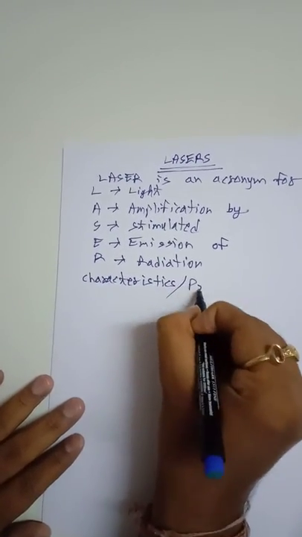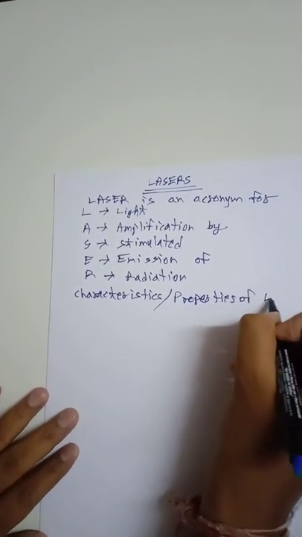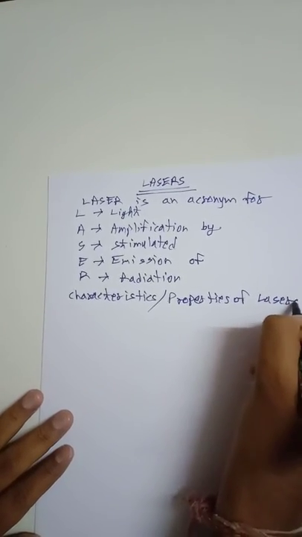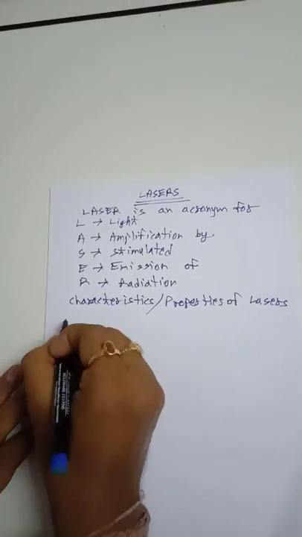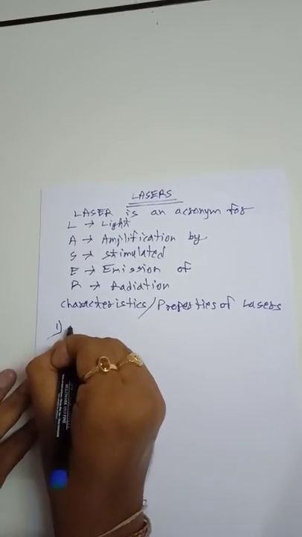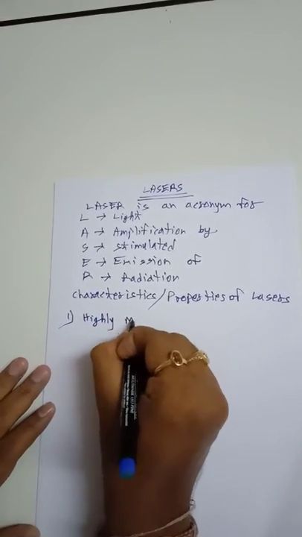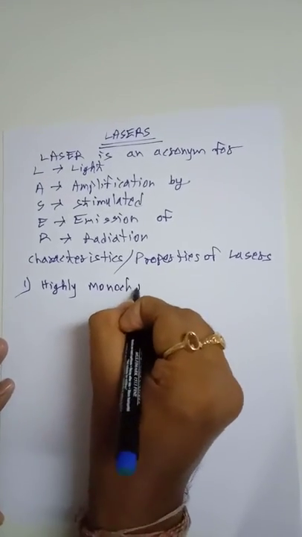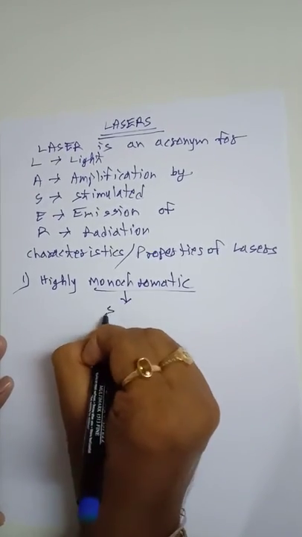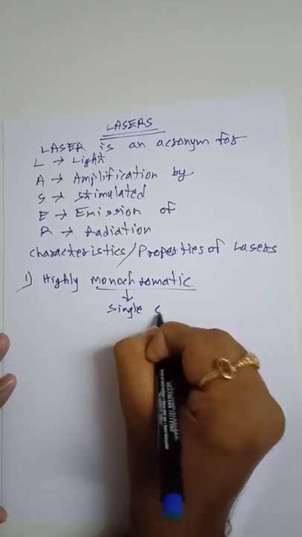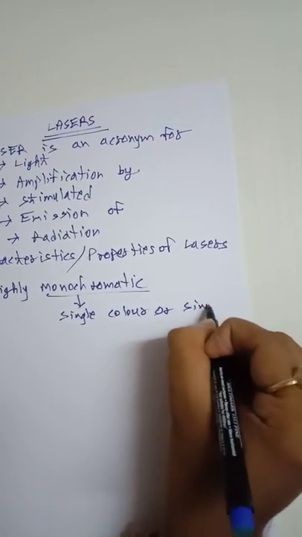There are a total of 5 to 6 main characteristics or properties of lasers. Very first one, laser light is highly monochromatic. When we say monochromatic, it means single color or single wavelength.